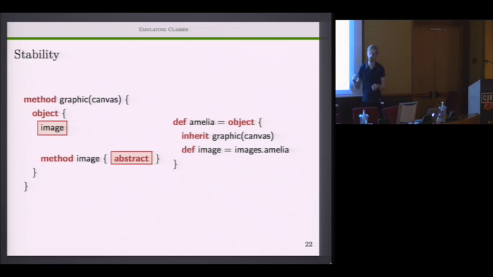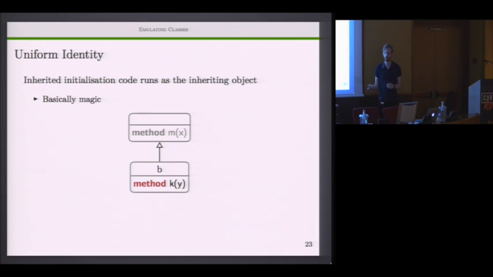So we can see that here, during the initialization of graphic, we call this image method, and image is overridden in Amelia here. But the problem is that because we call image during initialization, this overriding method hasn't been applied to the object yet. And so the image call during the initialization ends up still going to the abstract method. It's only after the initialization that this overriding applies, so that a call to image will correctly go to the right place. And so uniform identity is sort of the final model that was aiming to solve that problem.